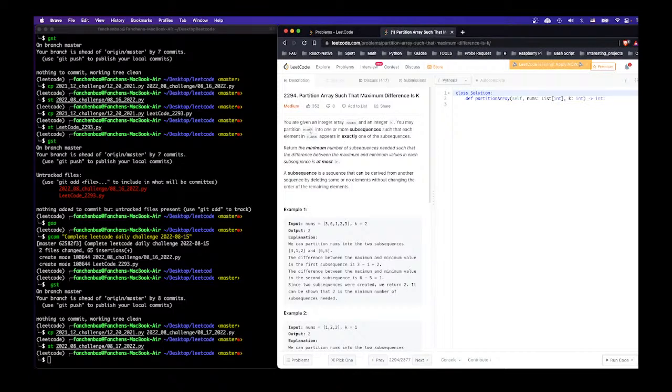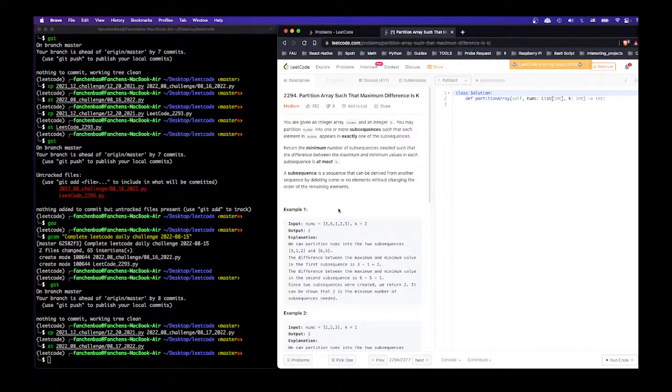Alright, you're given an integer array and an integer k. You may partition nums into one or more subsequences such that each element in nums appears in exactly one of the subsequences. Return the minimal number of subsequences needed such that the difference between the maximum and minimum value in each subsequence is at most k.